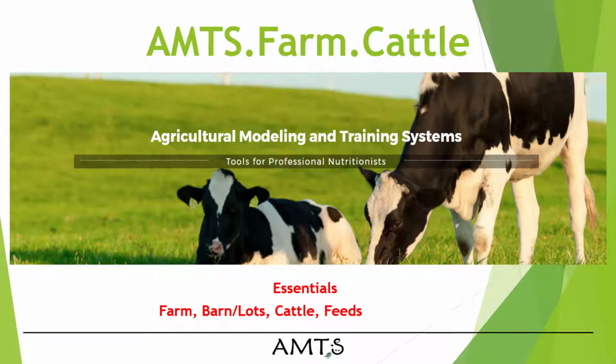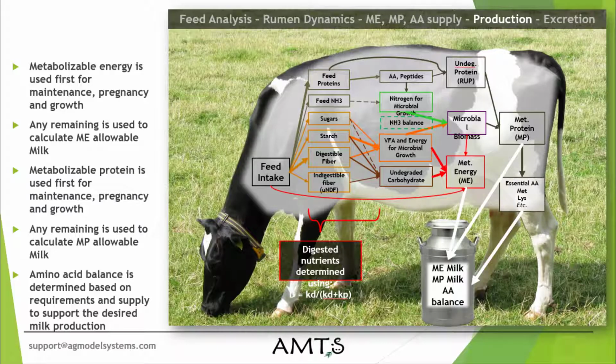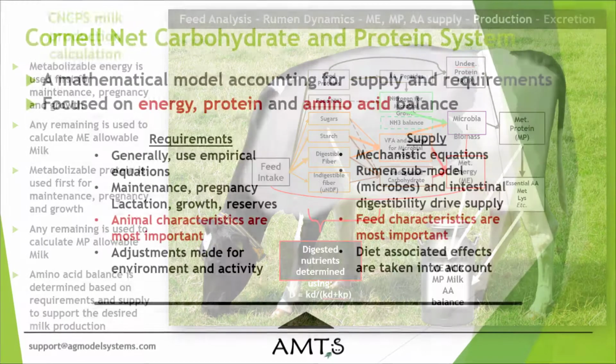in the program. Before we start into the feed screen, I will give you this quick introduction to the core calculations in AMTS, which use the Cornell Net Carbohydrate and Protein System, or CNCPS. Understanding at least the general idea of the system is very important to understanding which feed analysis we need to focus on to get the correct inputs for the model.